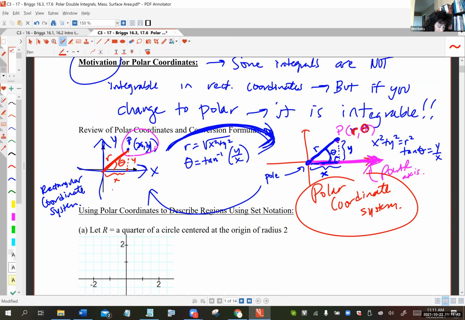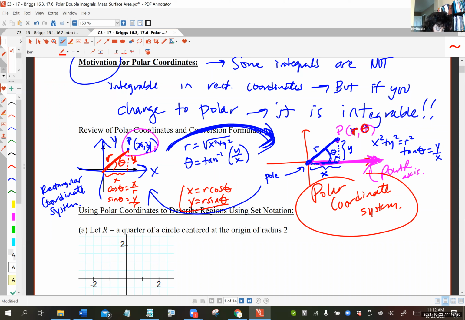So if you remember that cosine theta is equal to adjacent over hypotenuse, so in our case, cosine theta is equal to x over r. When you solve it for x, multiplying both sides by r, you get one of your conversion formulas: x is equal to r cos theta. And then using the fact that sine of theta is your opposite leg over your hypotenuse, for this we have y over r. Solve it for y by multiplying both sides by r, and you have your other conversion formula.